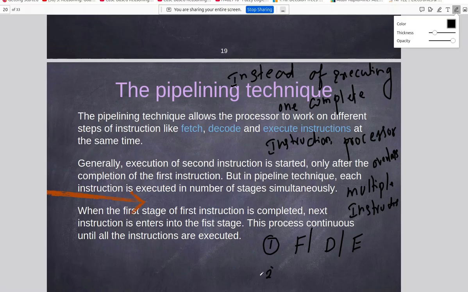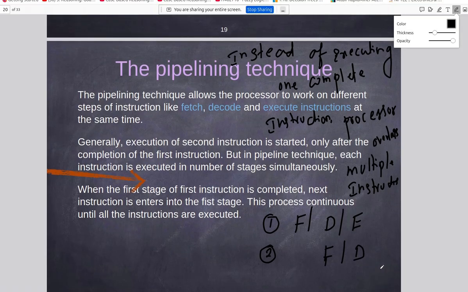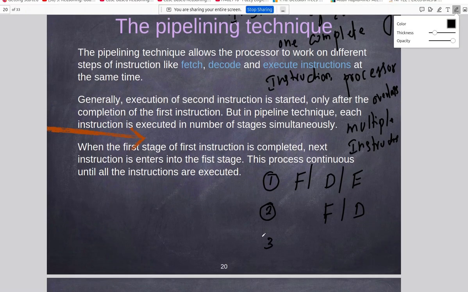But in our case, in RISC, what will happen is, while it has fetched the first instruction, it will start decoding the first one. At the same time, it will start fetching the second instruction. And again, when it is done decoding and starts executing the first one, the decoding of the second one starts. So this is going to overlap. Now you can see, this will again fetch, decode, execute. So this is going to happen.